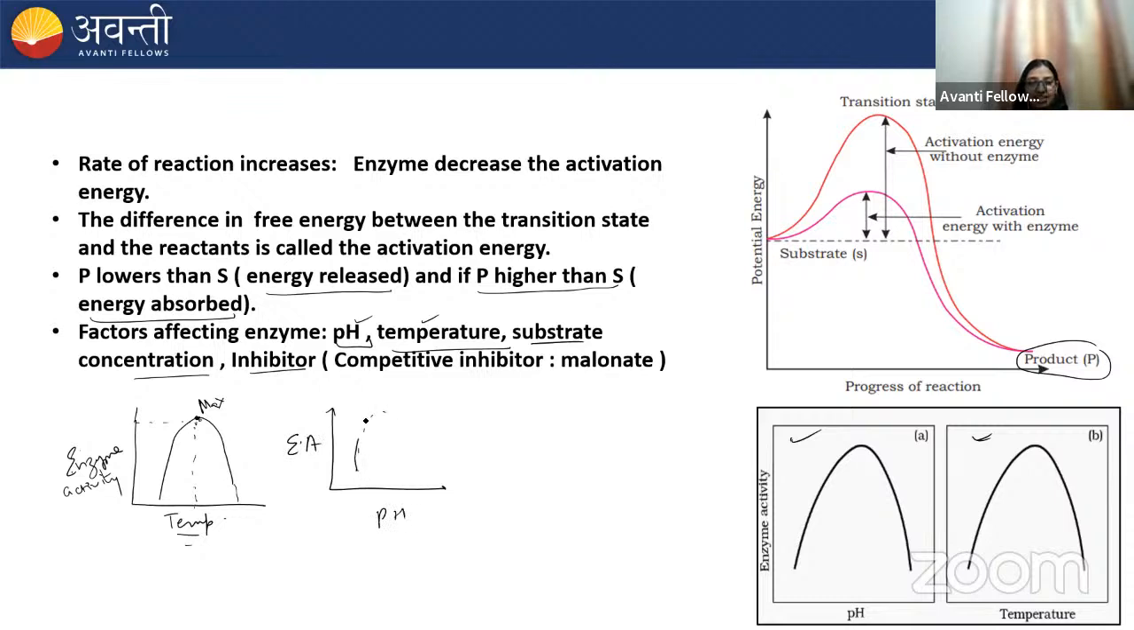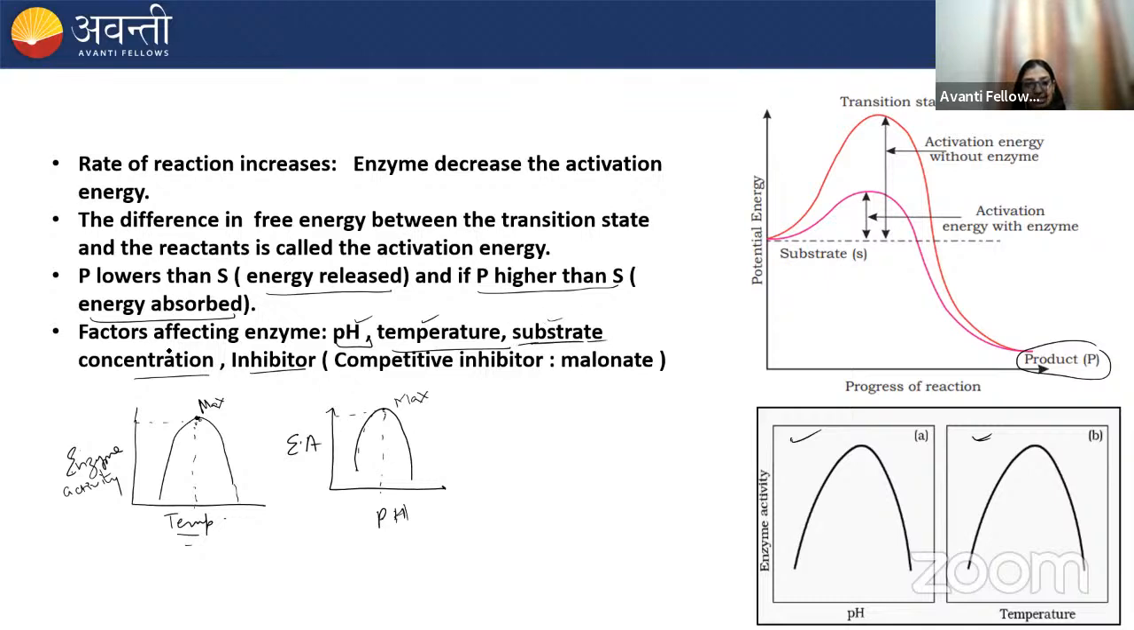The same graph we obtain in the pH also, that at the optimum pH, the enzyme shows the maximum activity. But if we increase or decrease the pH beyond the optimum range, then the activity of the enzyme decreases.